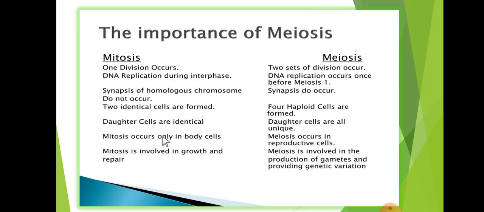In mitosis, daughter cells are identical. As I told you, mitosis occurs only in the body cells, so it means the cells of your eyes, your pancreas, your skin, your muscle, your bone, your blood. These are called the body cells, not the sexual cells. Mitosis is involved in growth and repair. So the aim or the importance of mitosis is to grow and repair damaged cells. If you have an injury and the cells of your skin are damaged, mitosis can heal and repair the damaged cells.